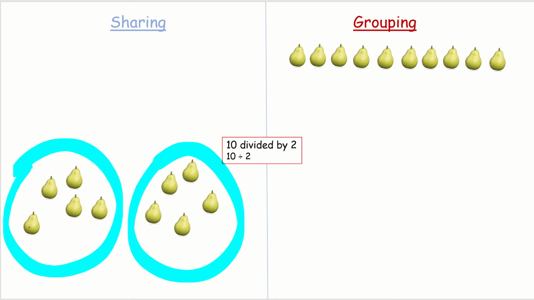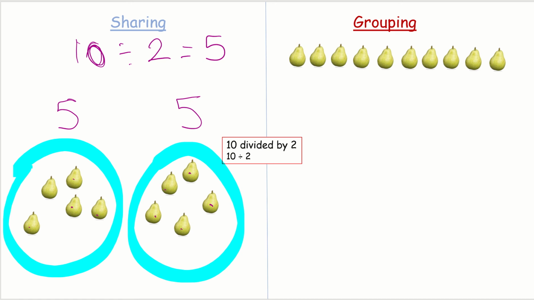So how many do we have? We have 1, 2, 3, 4, 5 there. 1, 2, 3, 4, 5 there. Good stuff. So 10 divided into 2 groups equals 5 in each group. Okay? So that's how we could answer that question by sharing.